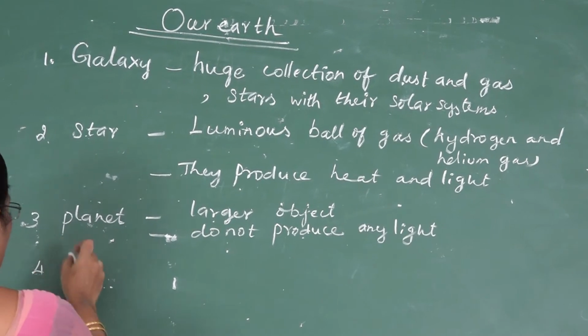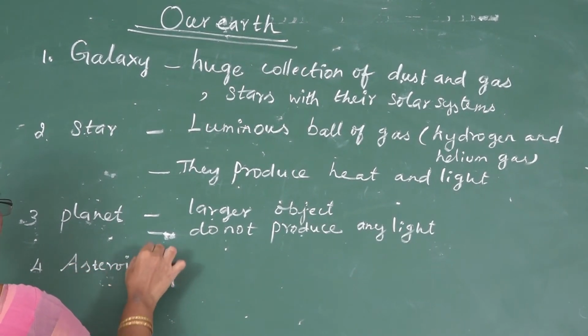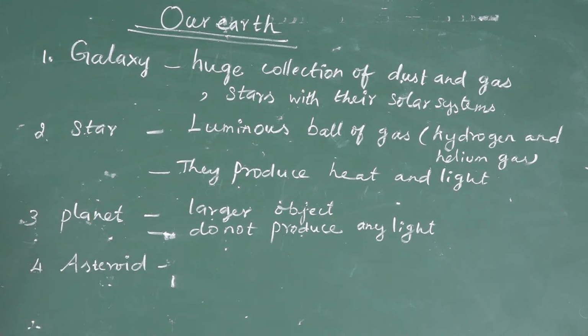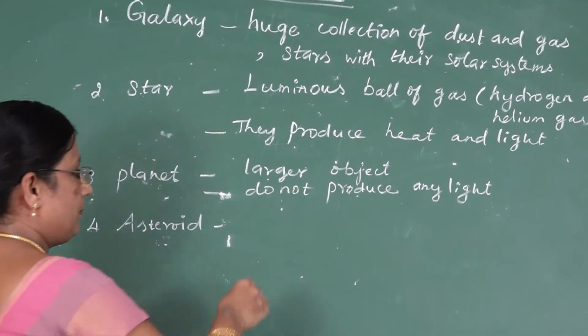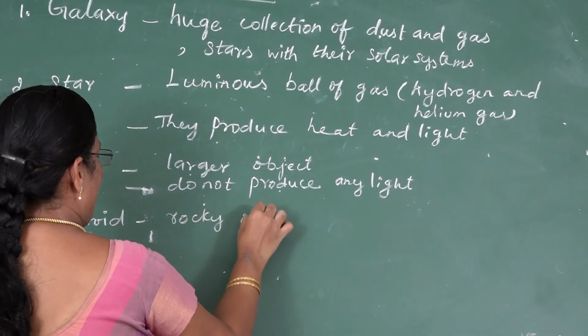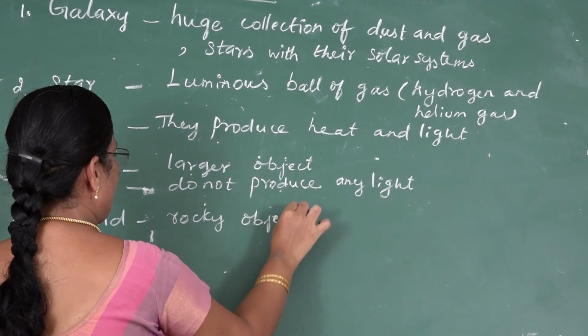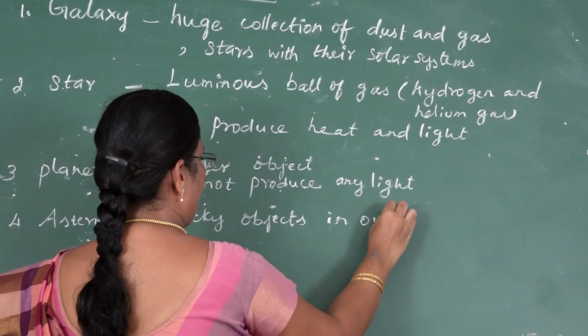The next one is about asteroid. Asteroid means rocky object in the sky. Rocky object in the space, in outer space.